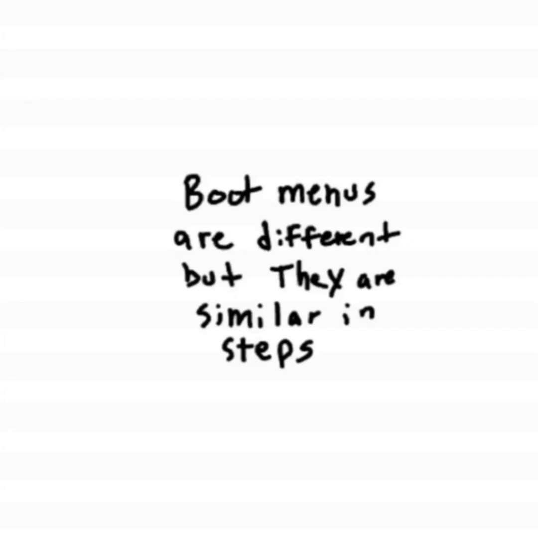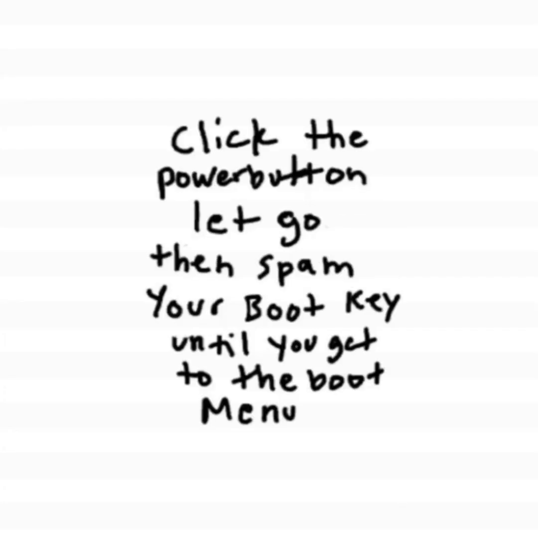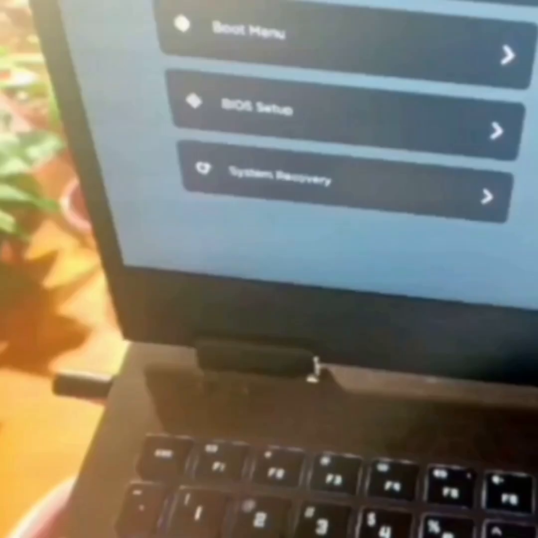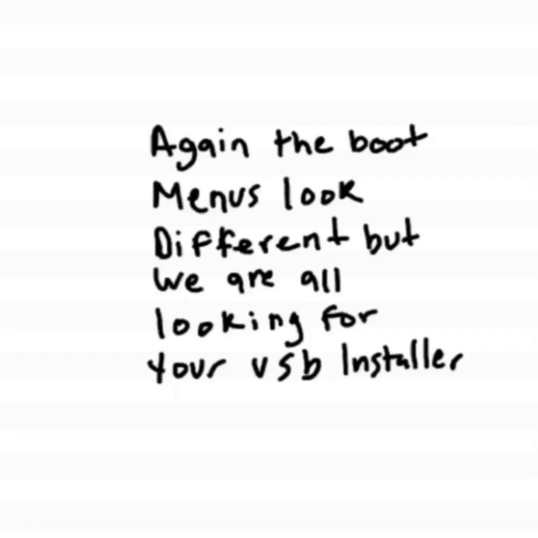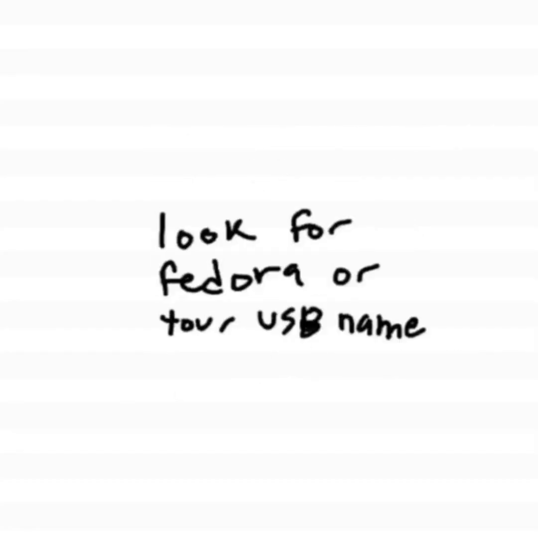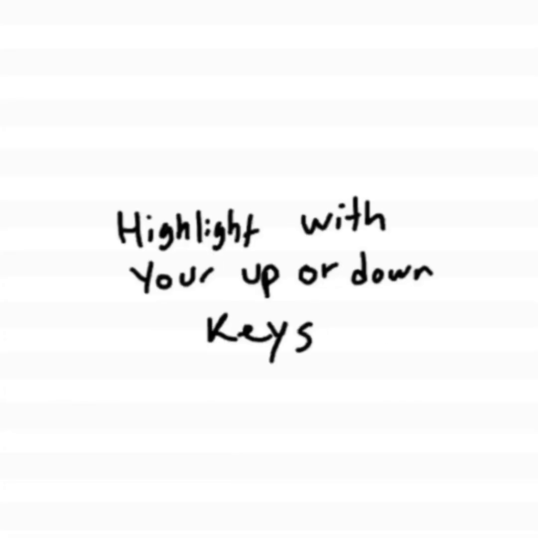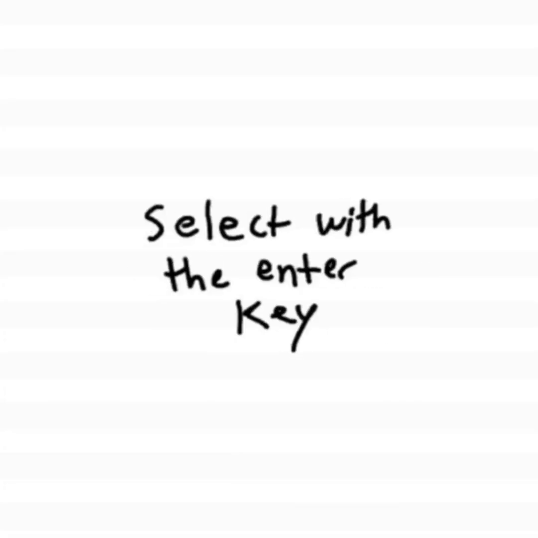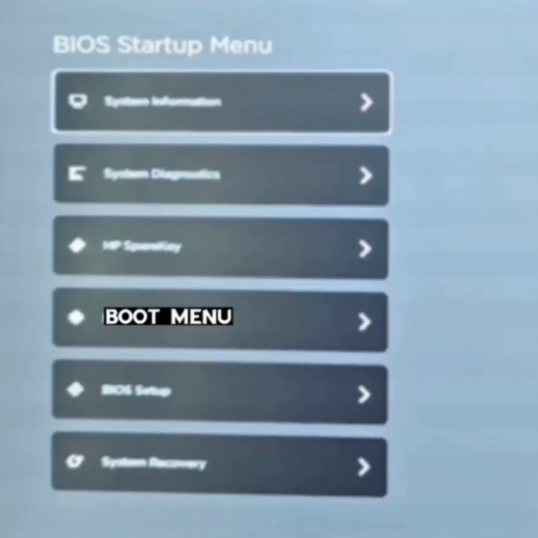Click the power button. Then quickly spam your computer's boot key until you get to the boot menu, similar to this. Again, boot menus look different, but we are all looking for your USB installer. It'll show up as Fedora, your USB name or brand. Highlight with your up and down keys and select with enter.